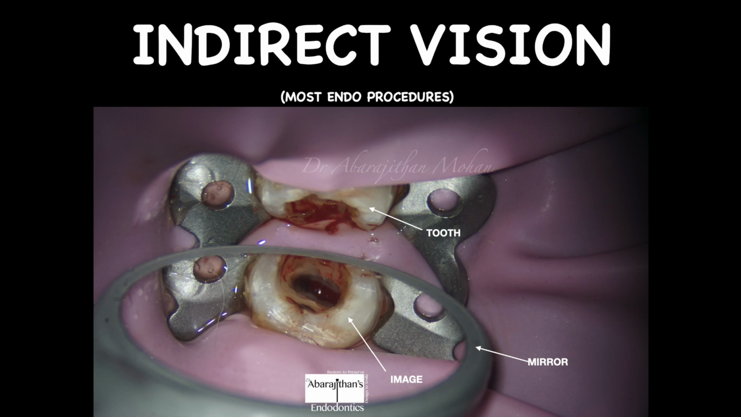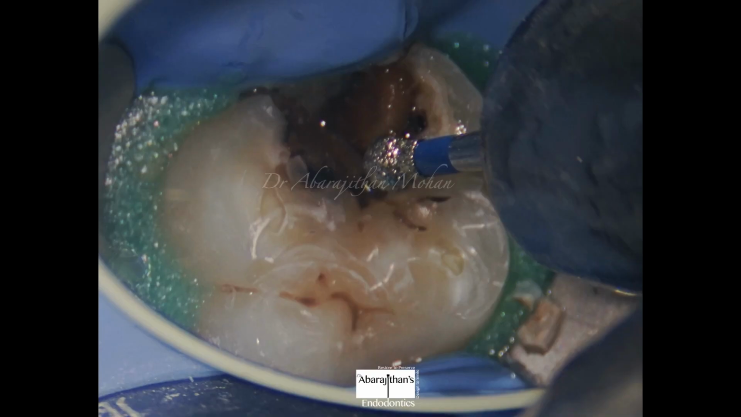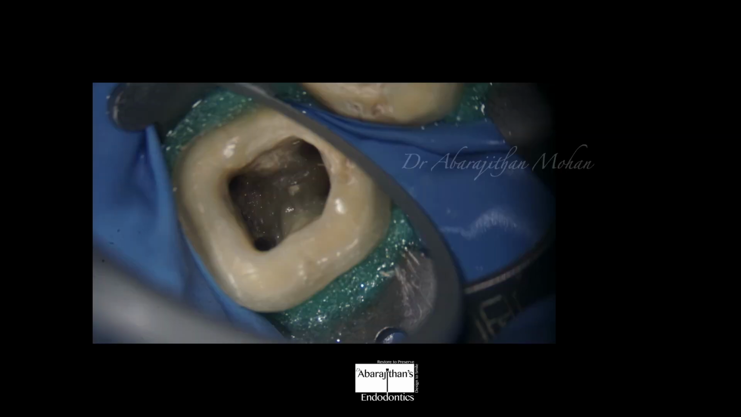Though we can see the tooth directly, I'm not able to see anything inside the tooth. So I'm keeping the mouth mirror just distal to the mandibular premolar here, and this is my front surface mouth mirror, and you can see the vision on the mouth mirror. So this is how we do indirect vision work through the microscope. All the posterior occlusal surfaces of maxillary molars, all the mandibular molars.